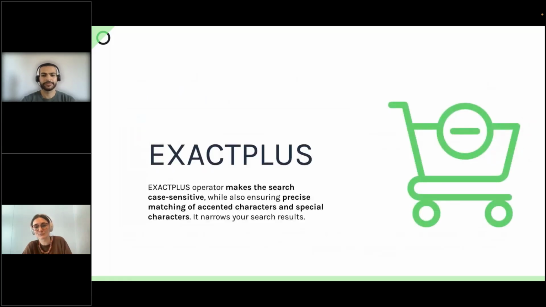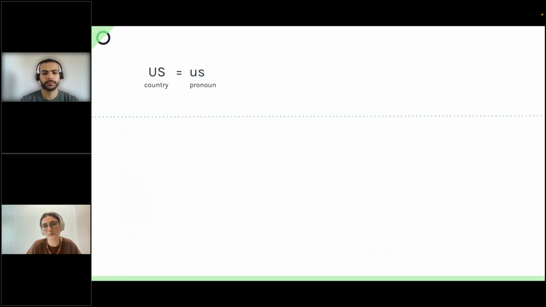And there is a stronger version of the exact plus. So what this operator will do, it will take into account accents and special characters, just like exact. And on top of that, it's also going to be sensitive to the case. So if the case is important for you, then you can use exact plus. And there is an example here between US, the country, and us.